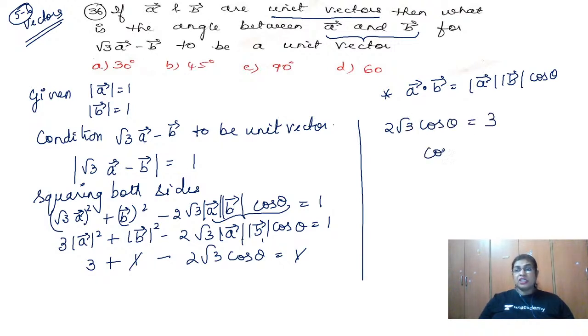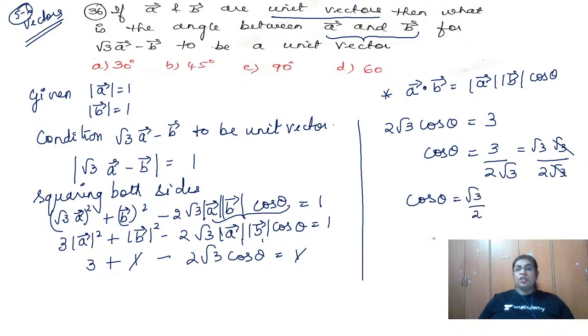I want cos theta, and in turn I want the angle. So cos theta is 3 by 2 root 3. Now this 3 can be written as root 3 into root 3 by 2 root 3. So one root 3 gets cancelled. So you got cos theta is equal to root 3 by 2. You want the angle, so theta is equal to cos inverse of root 3 by 2. Now which value of cos is root 3 by 2? Sine is 60 but cos is 30. So theta is equal to 30 degrees. And which is that option? Option number A.